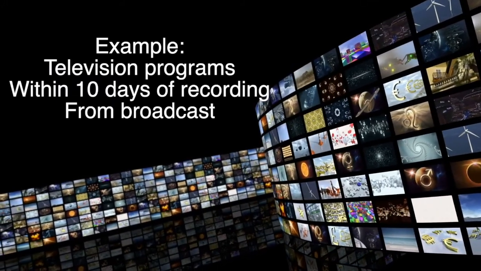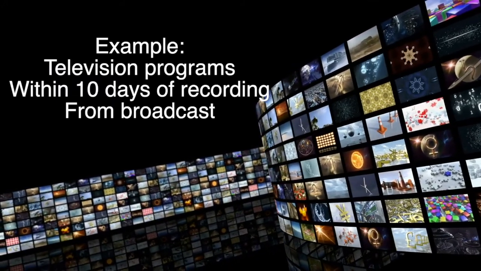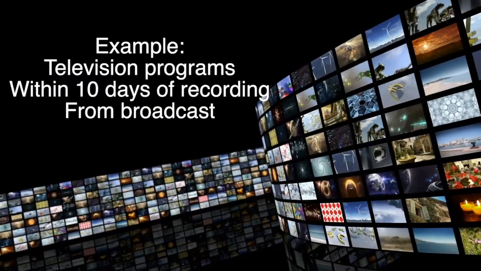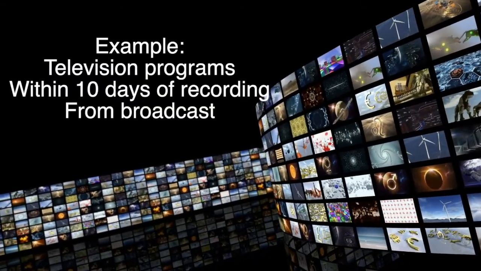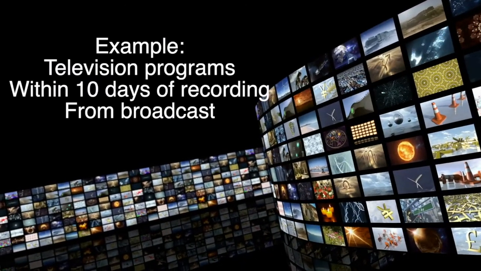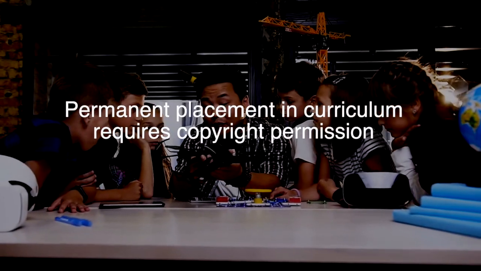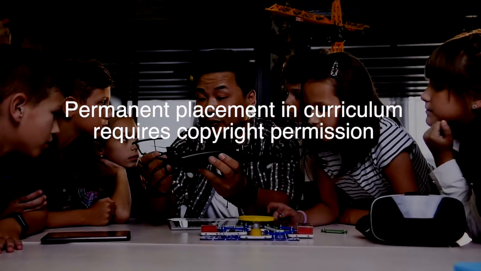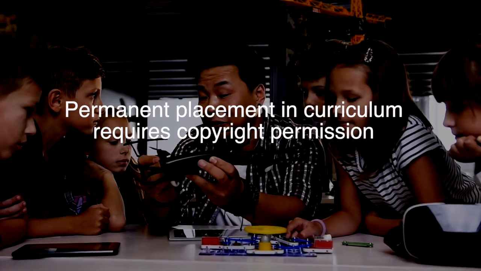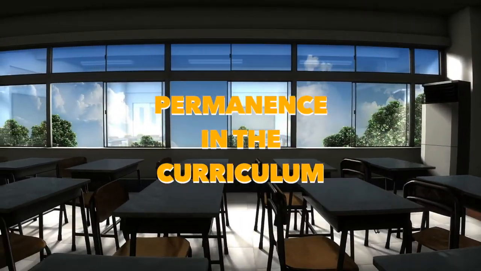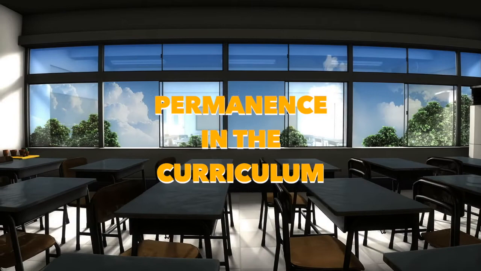There's the 45-day rule. TV programs recorded can be used in class within 10 days of the recording, but must be destroyed after 45 days. After 10 days, teachers are only allowed to use it for evaluation purposes, that is, deciding whether to keep it in the curriculum. To keep it as part of the curriculum, you must obtain permission from the copyright holder. Remember this concept of permanence in the curriculum. If you're going to keep something as part of the curriculum, you will need to obtain copyright permission.